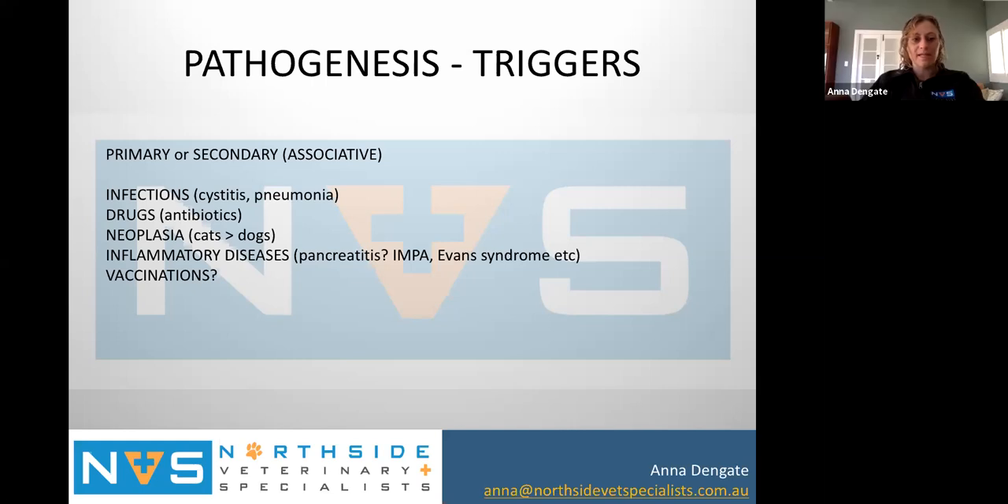Neoplasia for sure, but cats are more likely to get IMHA associated with neoplasia than dogs are. There's a couple of single case reports where pancreatitis has been associated with the development of IMHA, but whether it was cause or effect, we're not sure. And certainly where there's one autoimmune disease, such as immune-mediated polyarthropathy or thrombocytopenia, we know then that they're more prone to getting IMHA. So we put other autoimmune diseases on the list of triggers of IMHA.